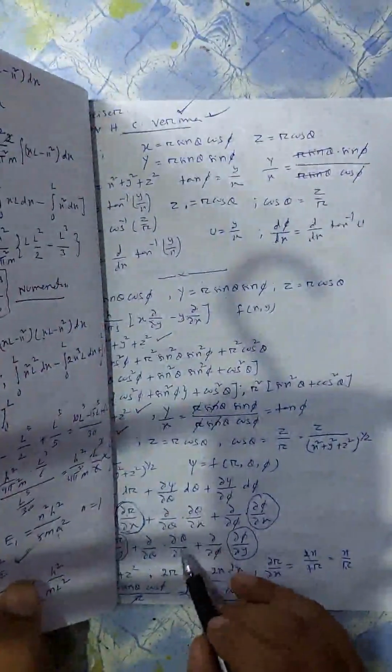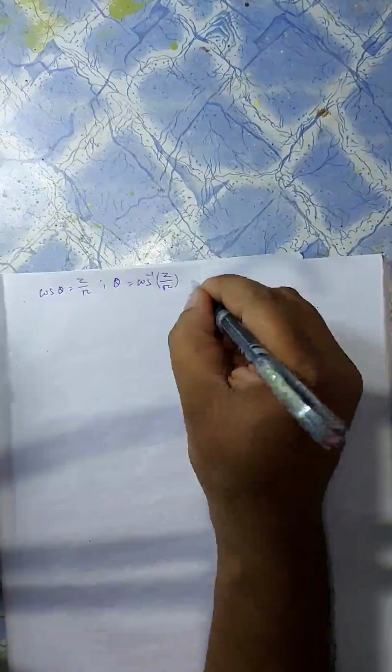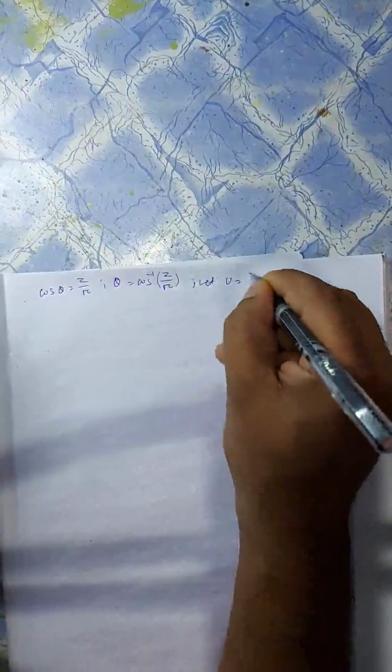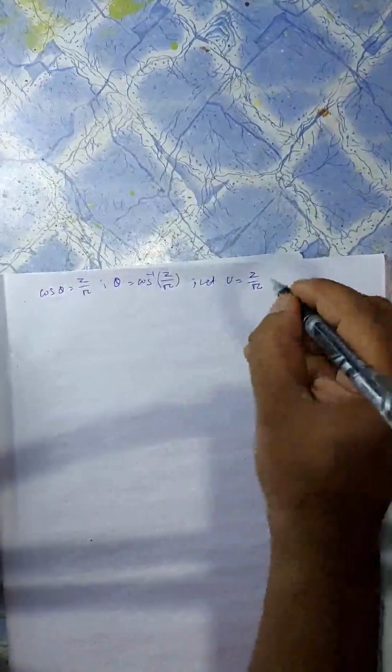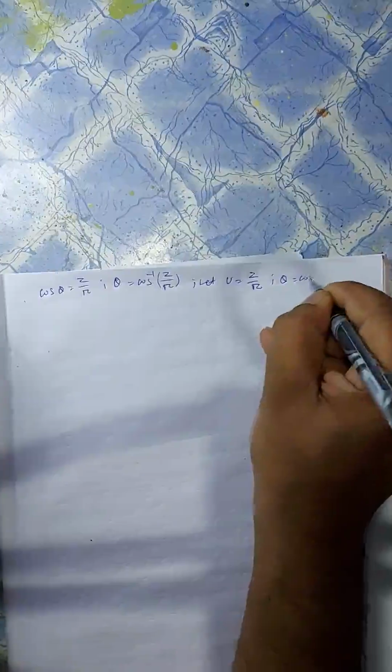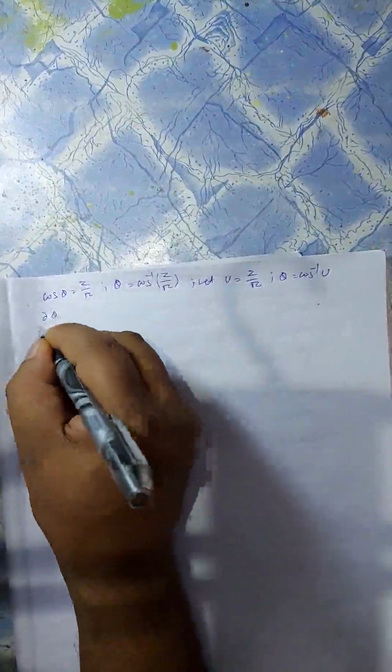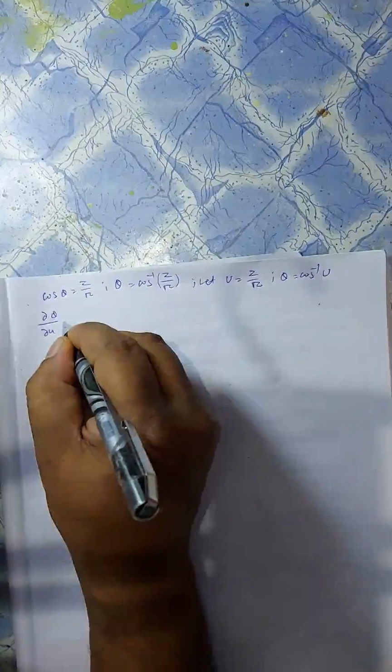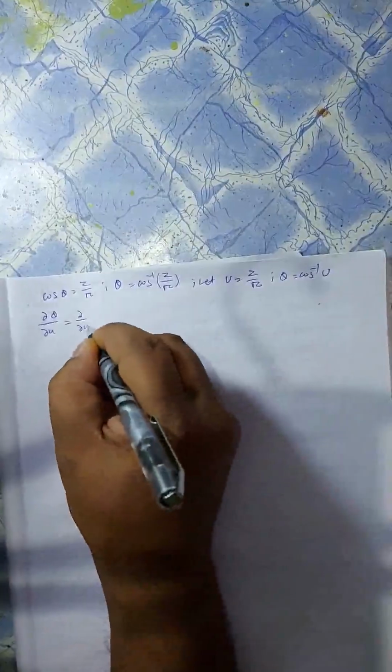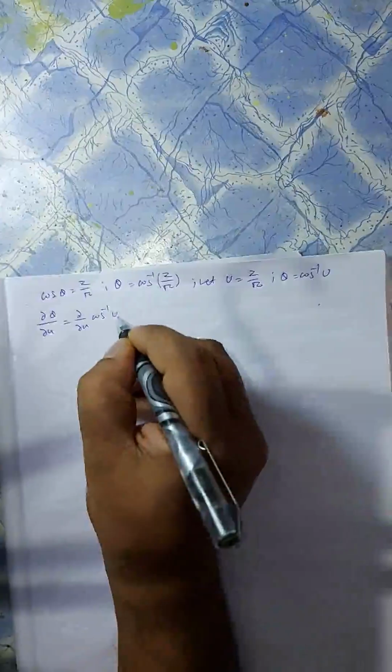We need ∂θ/∂x and ∂θ/∂y, then everything we get. θ is equal to cos inverse z by r. Let u is equal to z by r, then θ is equal to cos inverse u. Then ∂θ/∂u is equal to ∂/∂u of cos inverse u.